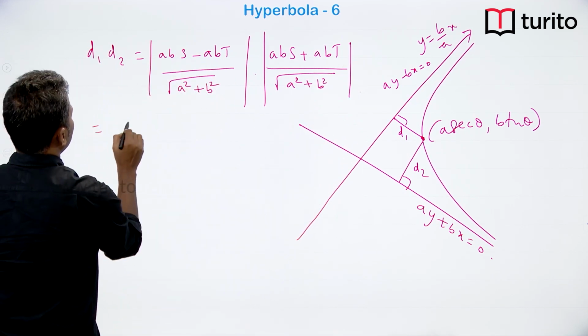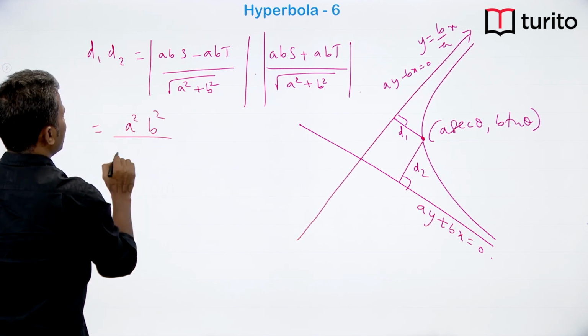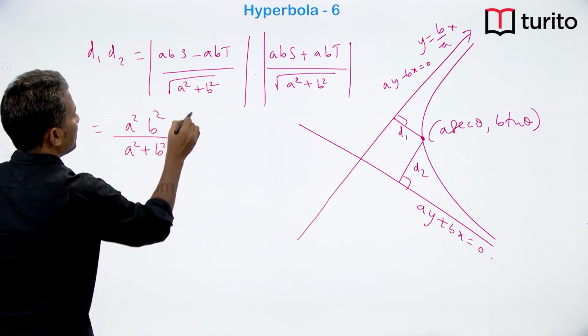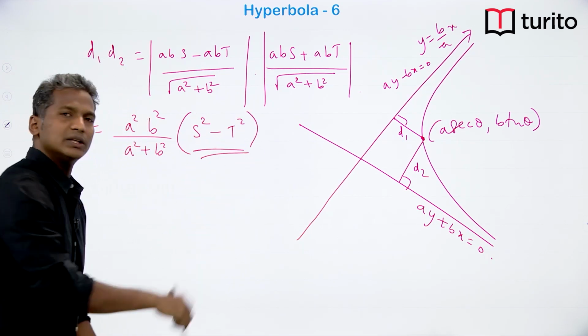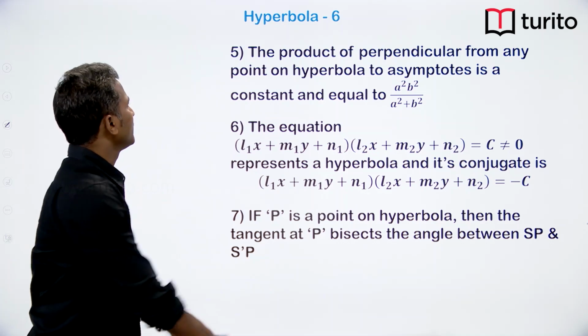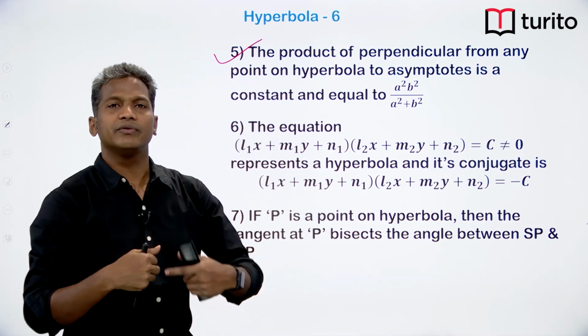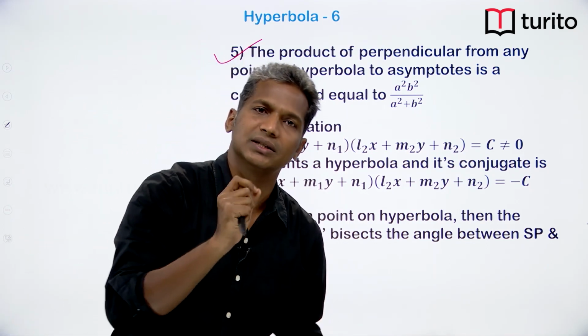Now if you observe, what do we get? a square into b square by a square plus b square into sec square theta minus tan square theta, which is going to be 1. So hence we have proved it. So all properties can be proved in a very simple manner if you hit the right node.